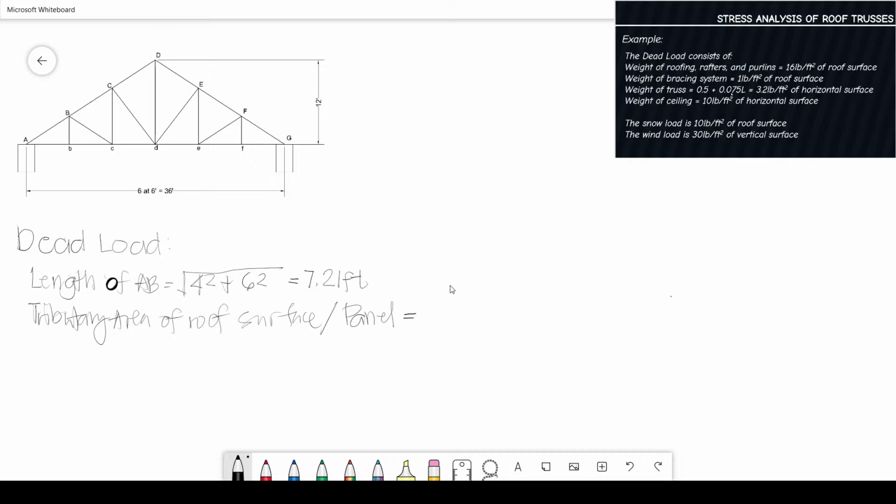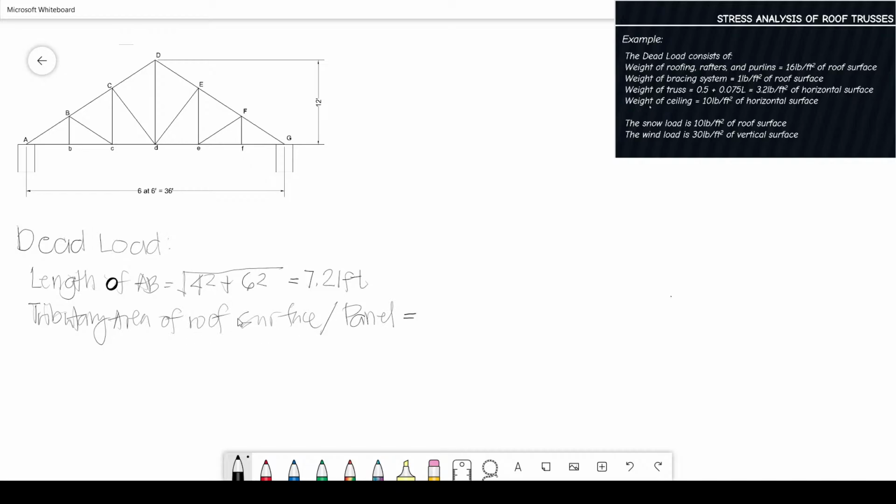So, we just multiply the bay. Our tributary area is our length, times the distance to the other truss. So, that is the tributary area. It looks rectangular, but here it is not. If we were in 3D, that would be good. So that is 7.21 times 15.